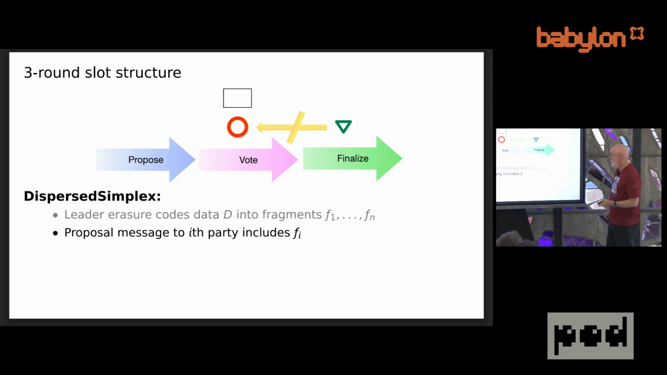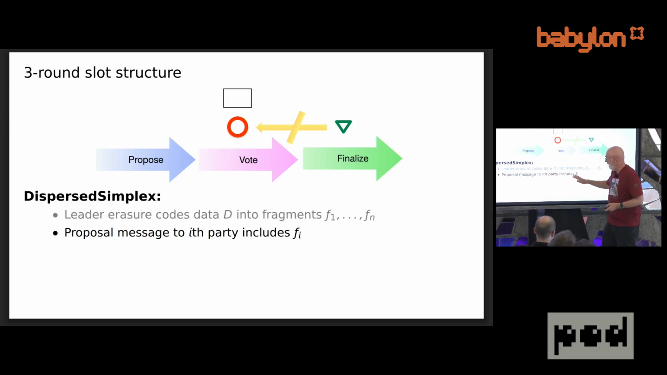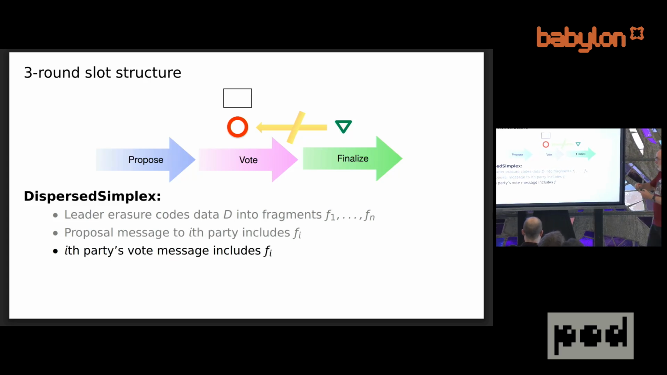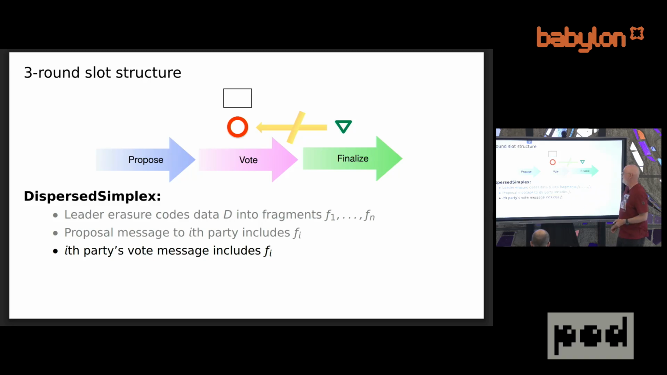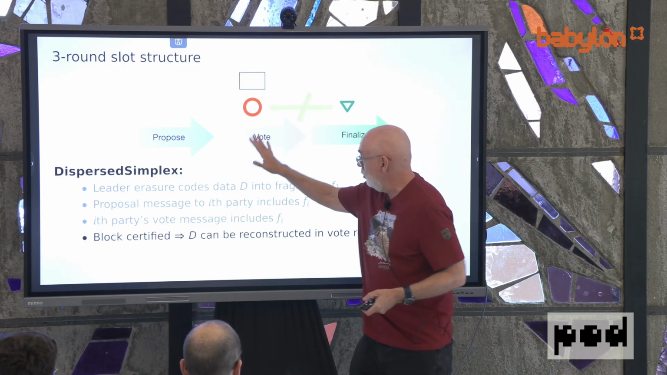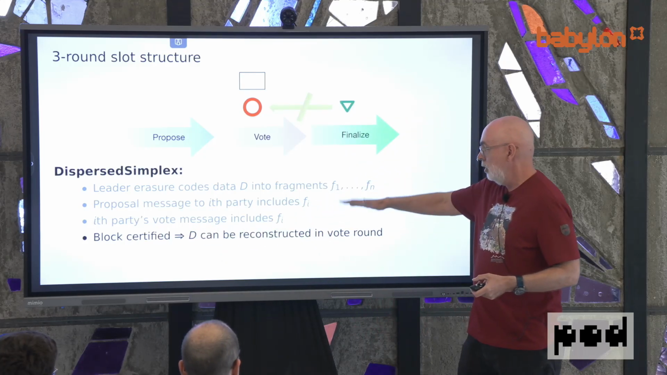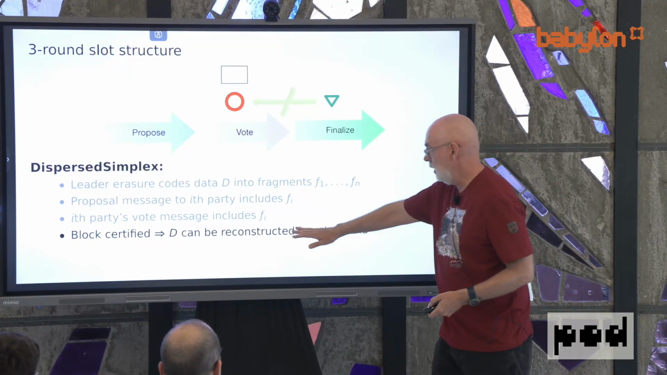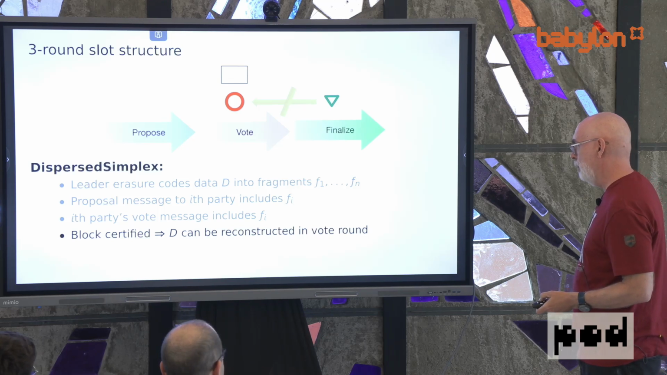And then the leader is going to include in the proposal message just the fragment for the ith party, just one fragment. And then each party, when he votes, is going to include his own fragment and broadcast that to everybody. So by the end of the voting round, when you certify the block, you guarantee that there are enough good parties holding fragments and who broadcast them that everybody will eventually be able to reconstruct this block.